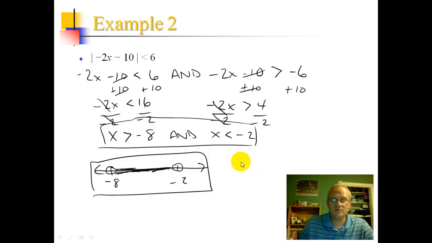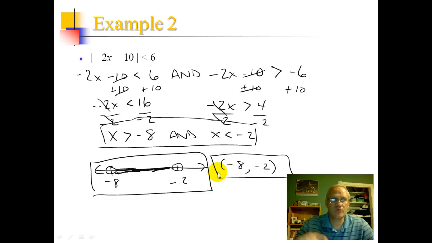And then written in interval notation. What's the end of the graph? The end is at negative 8. And since it's open, not equal to, it's going to be a parenthesis, negative 8. And what's happening on the right? Negative 2, also an open circle, which means a parenthesis. So interval notation would look something like that: negative 8, comma, negative 2, with parentheses.